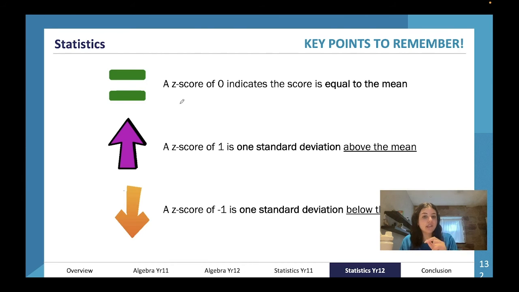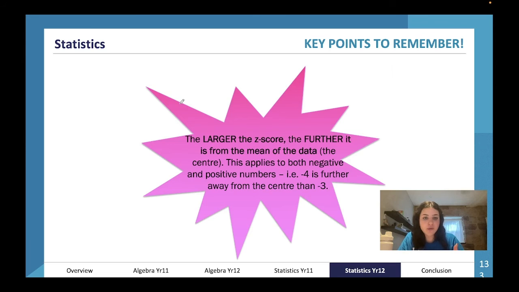Okay, and a Z-score of 0 means your score is equal to the mean. A Z-score of 1 is your 1 standard deviation above the mean. A Z-score of -1 is your 1 standard deviation below the mean. The larger the Z-score, the further it is from the mean of the data. So this applies to both negative and positive. Think of your correlation coefficient. The further you get from 0, the more perfect it becomes. The further you get from a 0 Z-score, the further you're getting from the mean.